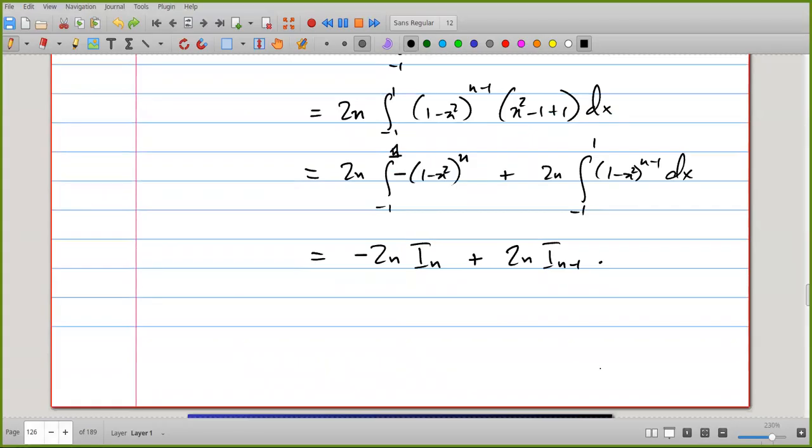So now you can read. Yeah, that's our aim. We are computing I_n recursively using integration by parts, right?